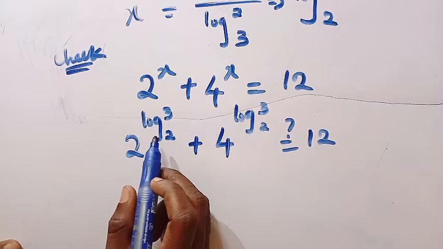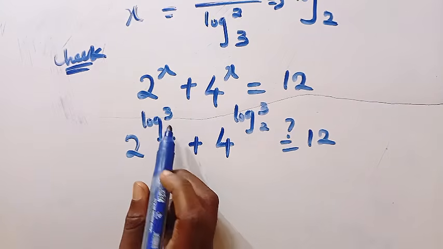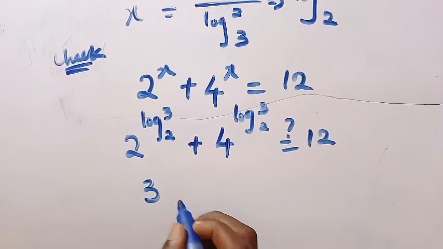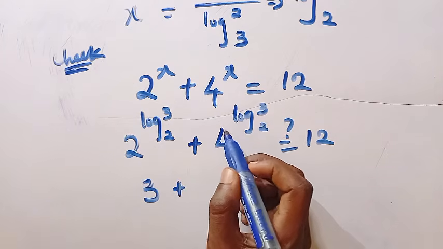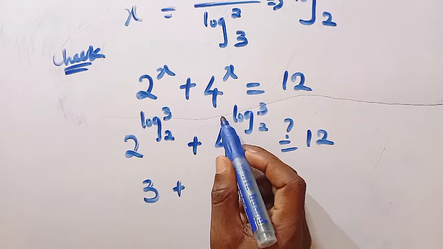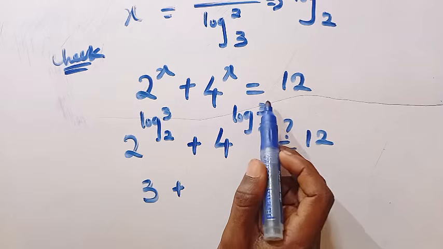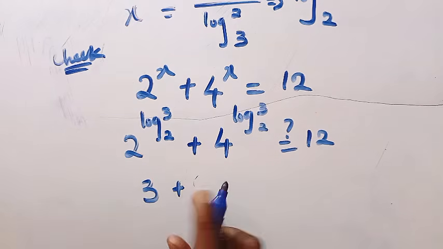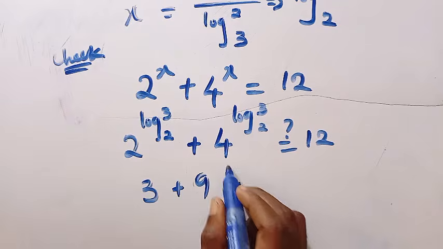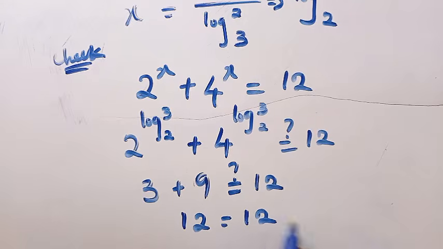There is one special rule of logarithm like this. If the base and the base of the logarithm are the same, we are going to take only this 3. Plus also, if I write 4 as 2 to the power of 2, then this 2 will come on top of this 3. This 3 becomes 9, and here we have the same base 2, so we have 9. Does this equal 12? Definitely, 3 plus 9 equals 12, and 12 equals 12.